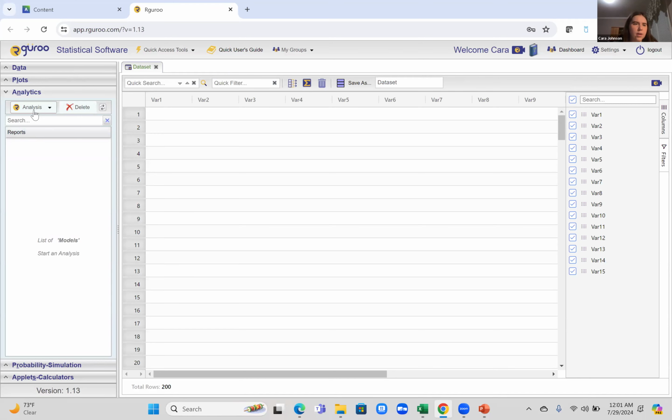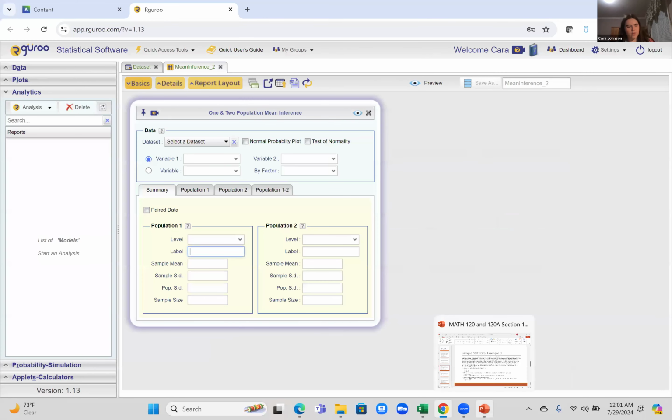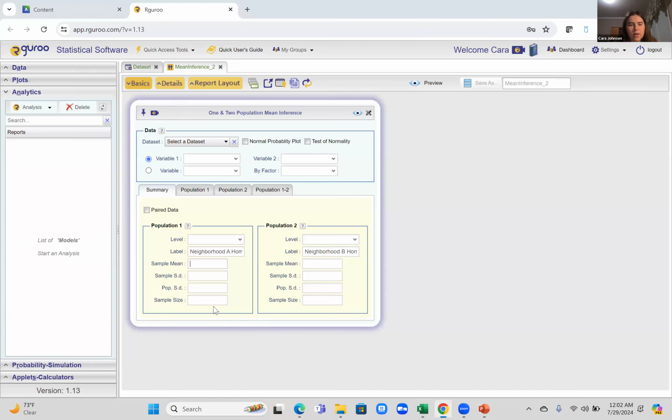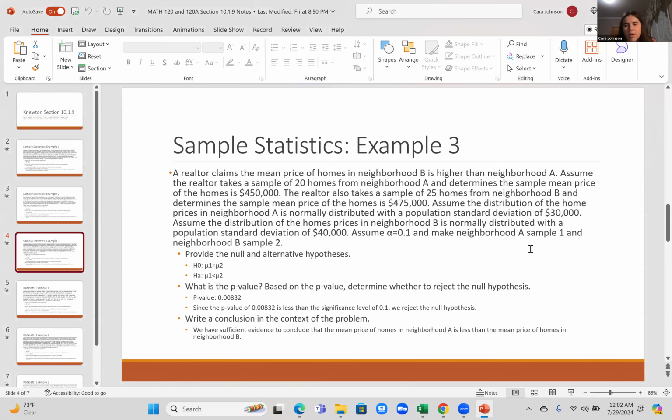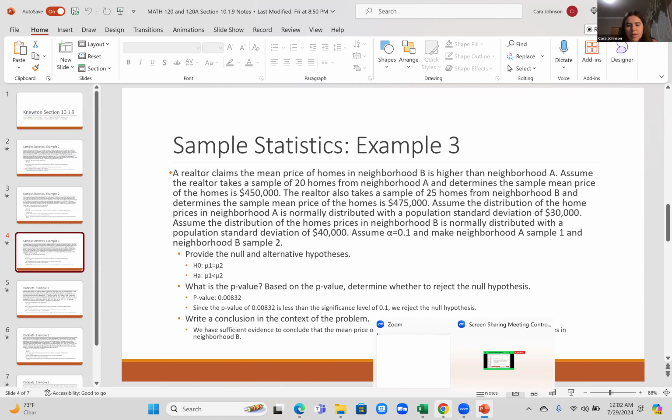I'm going to go to the analysis, mean inference, 1 and 2 population. In the label boxes down here, I'm going to enter the variable names of my 2 samples. The first sample was neighborhood A home price in dollars, and then my second variable is neighborhood B home price in dollars. And then my sample mean for neighborhood A, 450,000, sample size 20, population standard deviation 30,000. Sample B, sample mean was 475,000, population standard deviation 40,000, sample of 25.